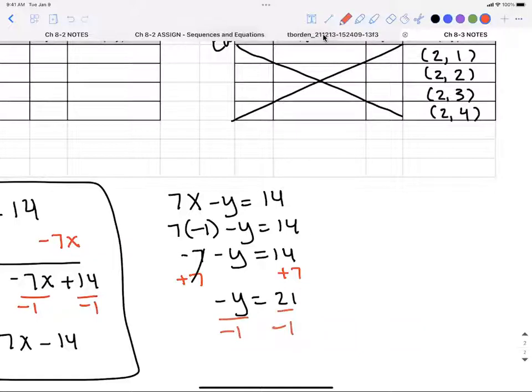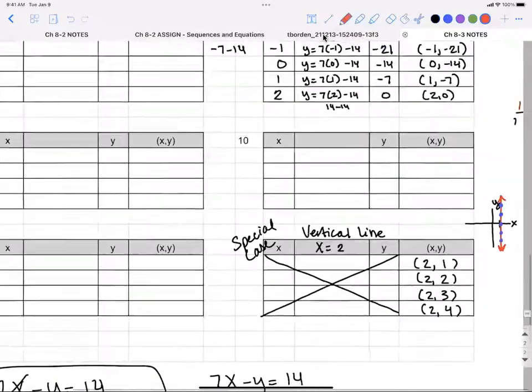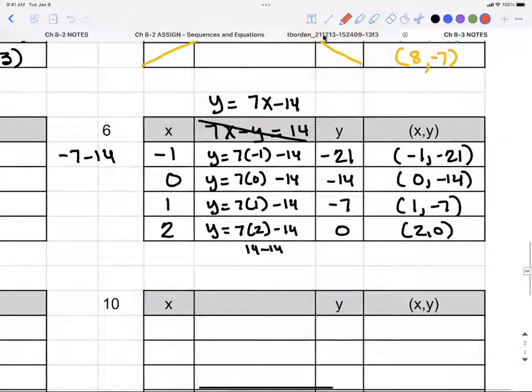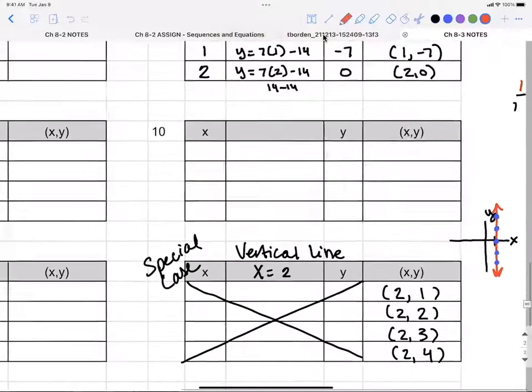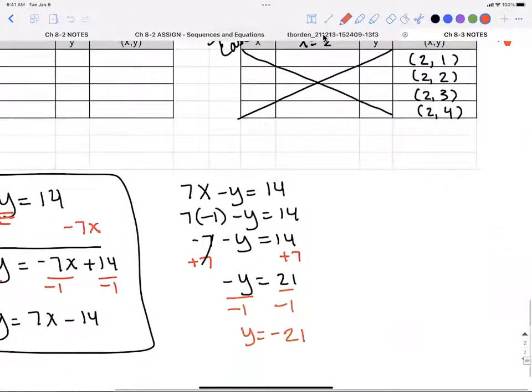And divide by a negative 1 to get y equals negative 21. Now notice, I got the same thing, right? When I input a negative 1, I got negative 21. But I had to do all of that math. But here's where the rub is, right? Now to do a 0, I got to do the same thing.